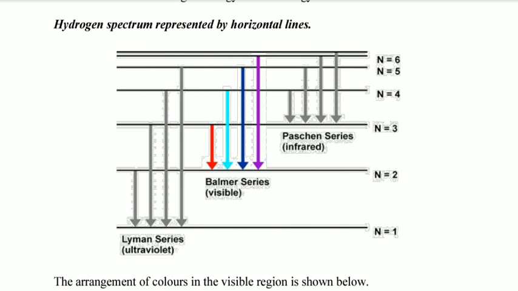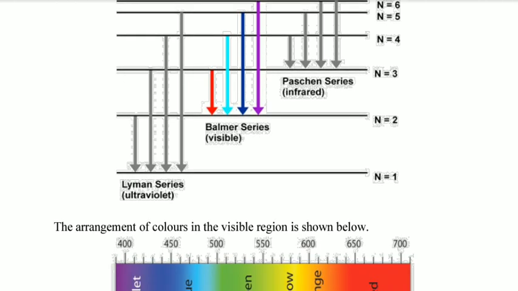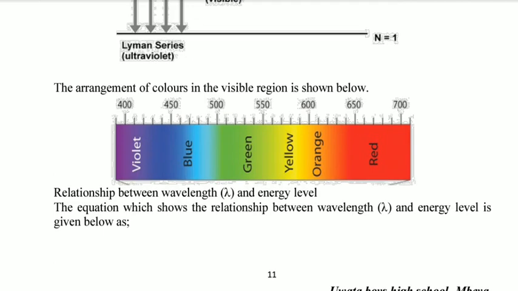The cause of the lines becoming closer and closer is what makes the lines converge, and where the lines converge is what you call the convergence limit. An electron excited from any one line to beyond that limit will be out of the electrostatic attraction of the nucleus, and that atom will be said to be ionized. The arrangement of colors in the visible region is shown in this row here. These are the colors in the Balmer series.